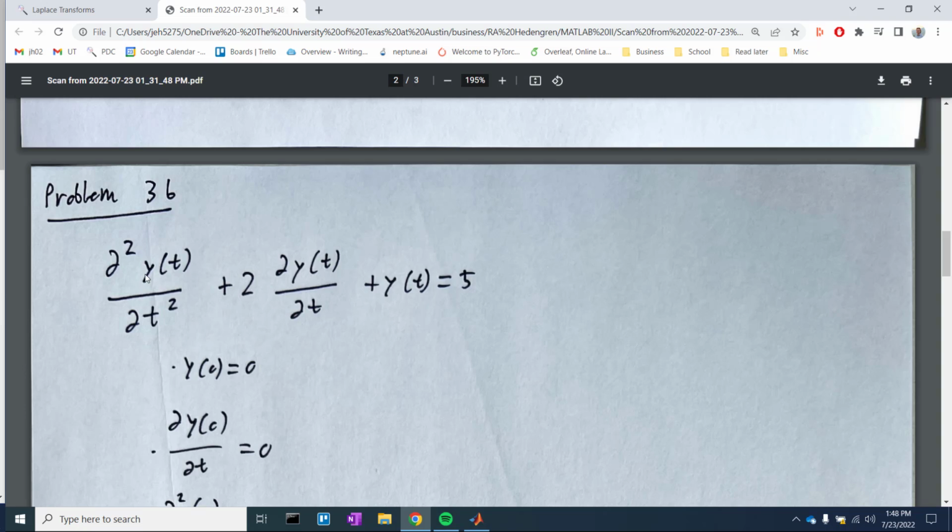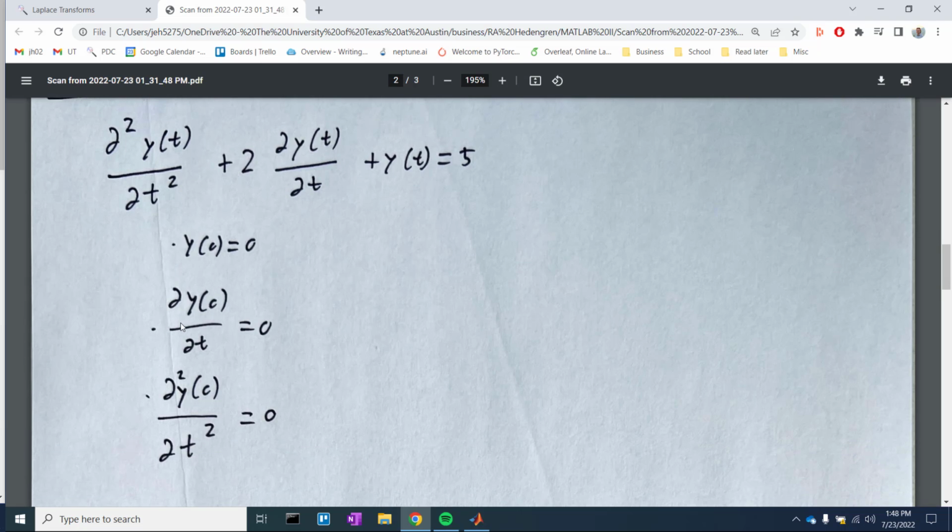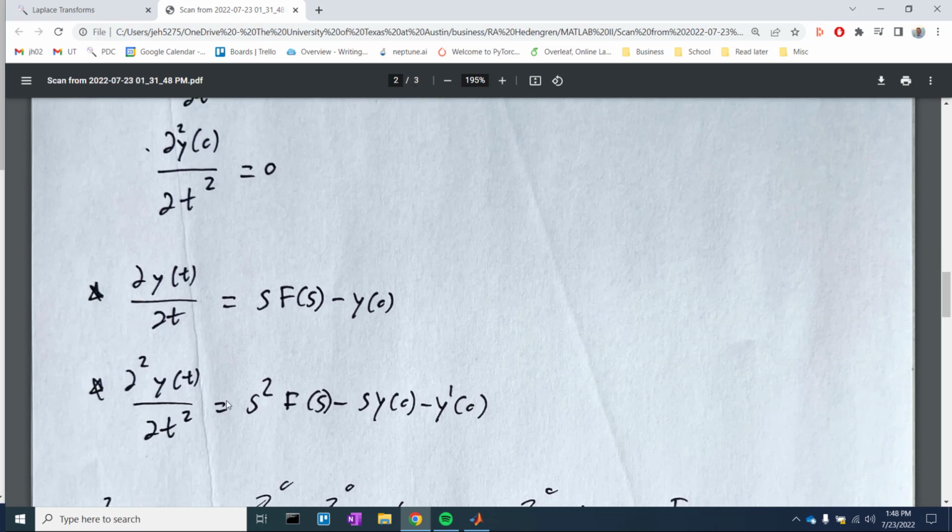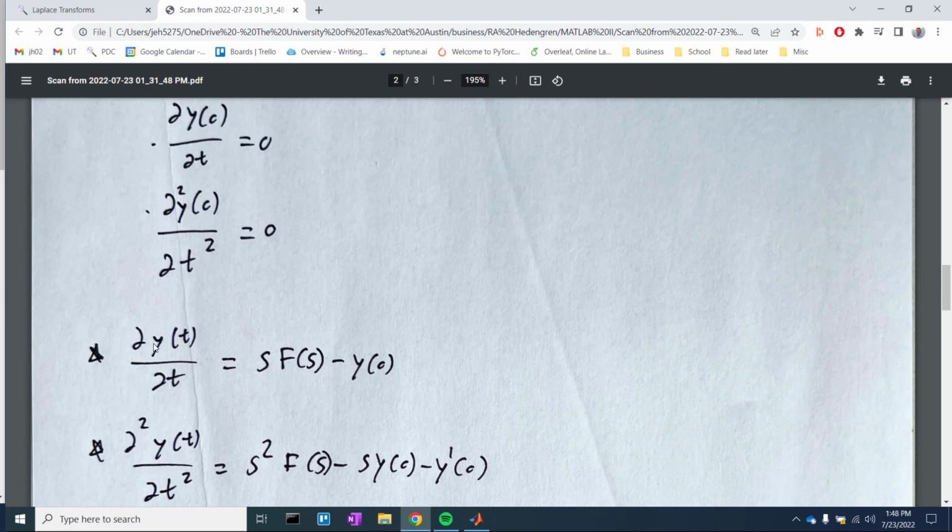We have d squared y of t over dt squared plus 2 dy dt plus y of t is equal to 5. We have the initial conditions that y, dy dt and d squared y dt squared are all equal to 0. Let's go ahead and look at the Laplace transforms first. dy dt is equal to s F of s minus y0. This could also be a capital Y right here with this F of s.